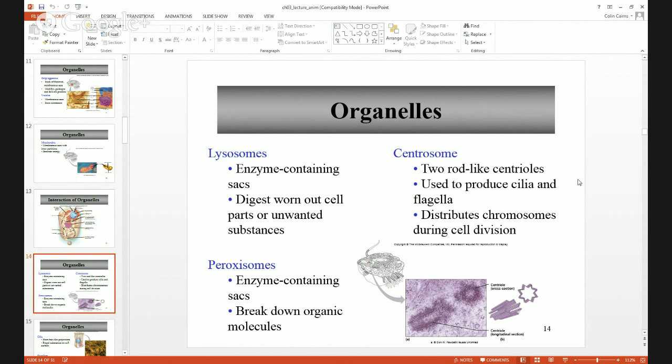Then we have the centrosome. These are two rod-like centrioles. They're used to produce cilia and flagella, and they distribute chromosomes during cell division, or mitosis.